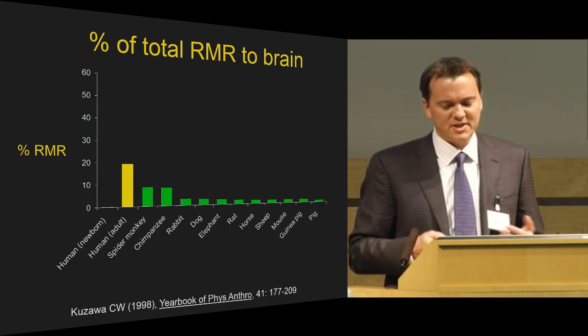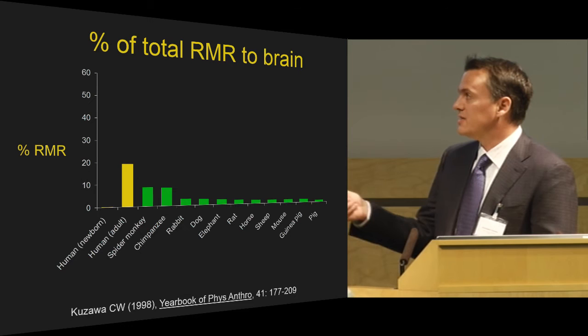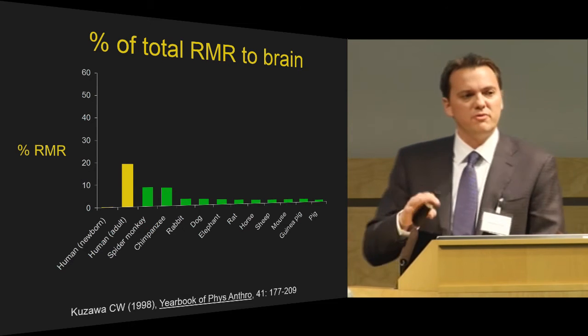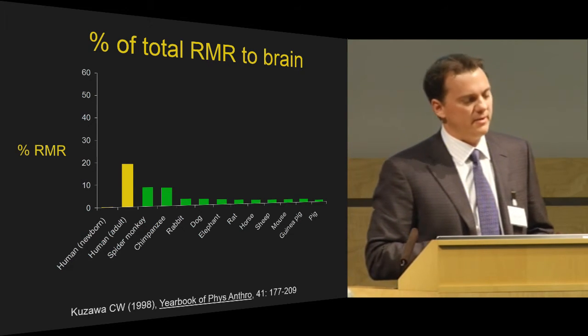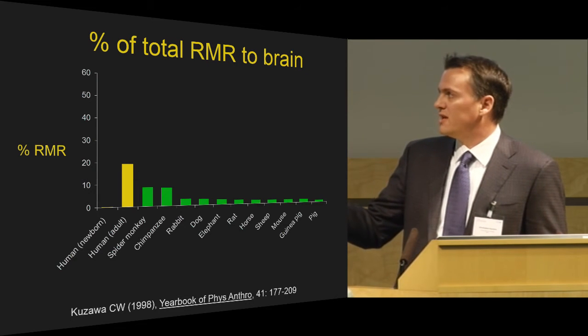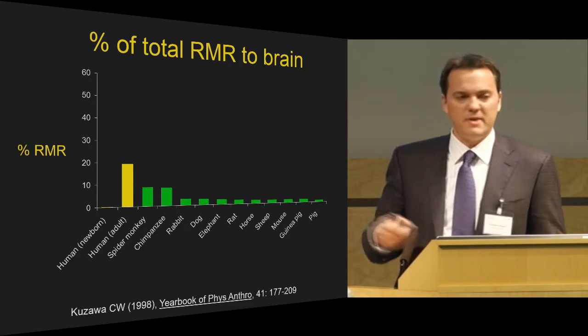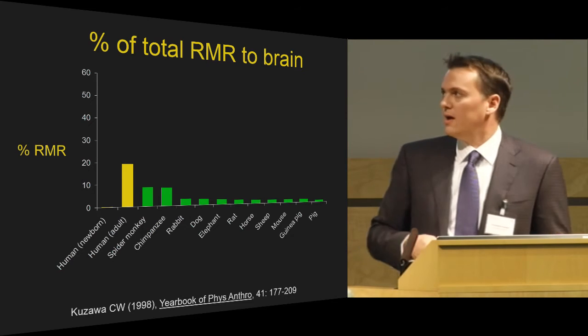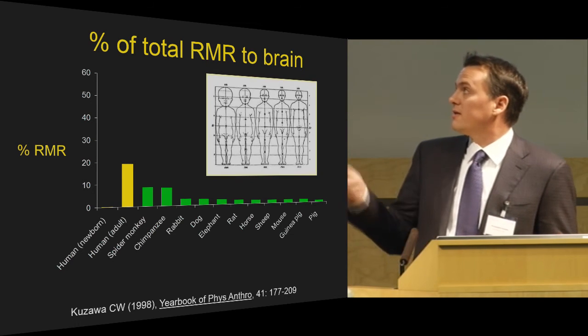actually pretty remarkable, because if you look at other species, most are in the order of about 2 to 3% of their metabolism goes to the brain, right? So we're different. Other primates for which there are data are around 10%, and then the human, again, is about 20%, as we've heard.